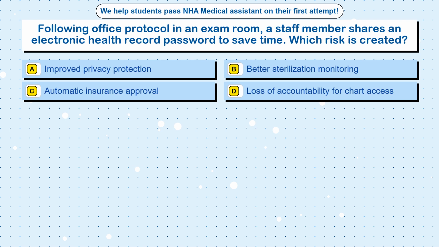Question 1. Following office protocol in an exam room, a staff member shares an electronic health record password to save time. Which risk is created? Option A. Improved privacy protection. Option B. Better sterilization monitoring. Option C. Automatic insurance approval. Option D. Loss of accountability for chart access.